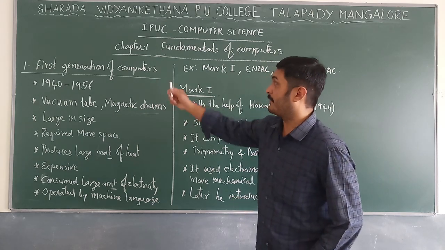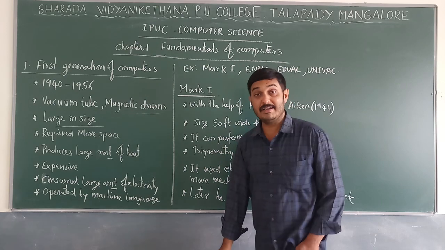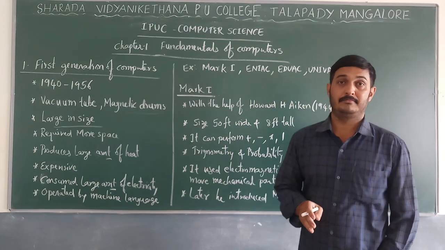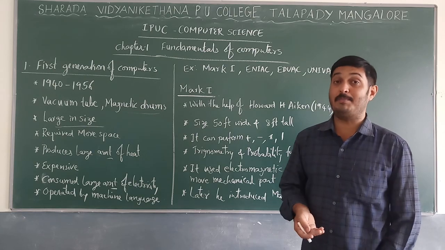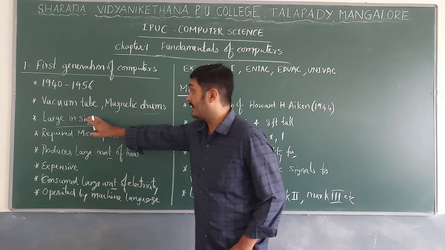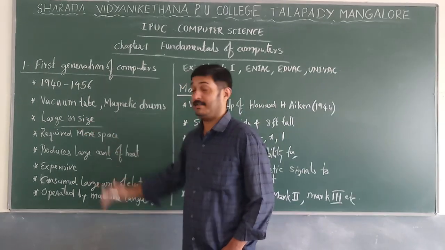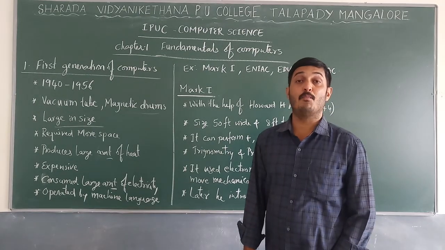Next, the first generation computer is large in size. That means it can occupy a room. If you want to build that computer, it may occupy a whole room. So that's why we can say its size is large, and it requires more space.